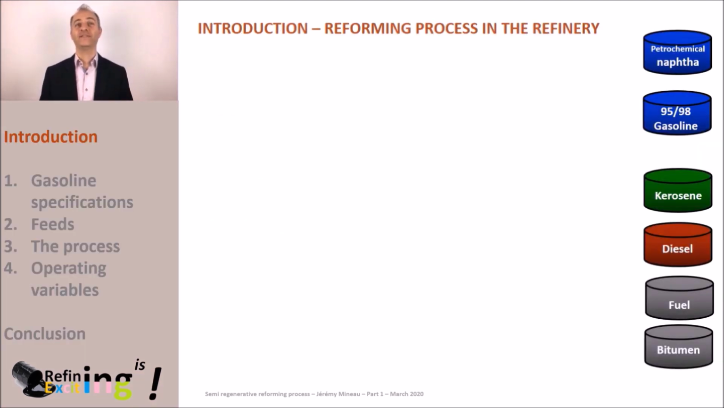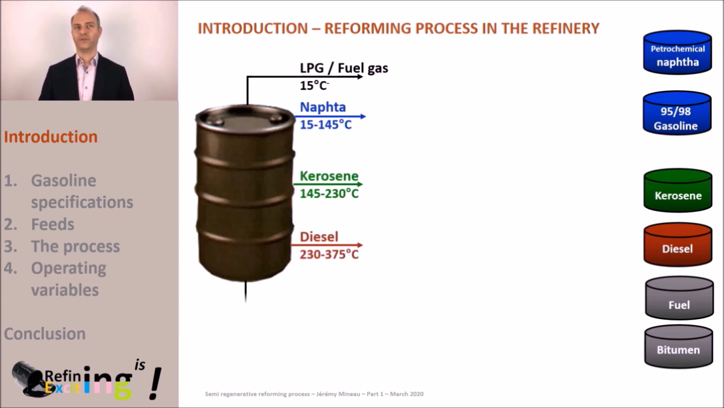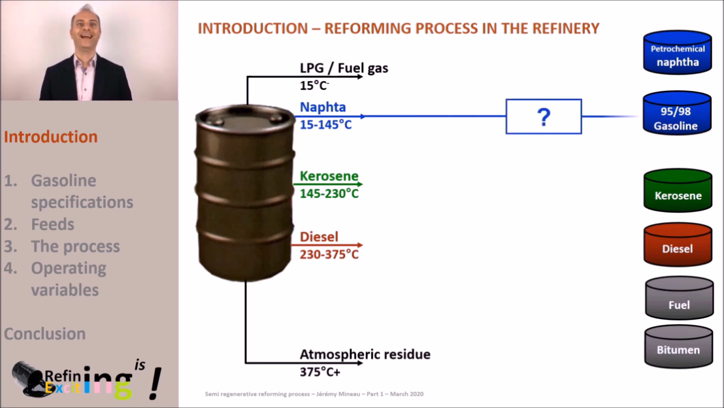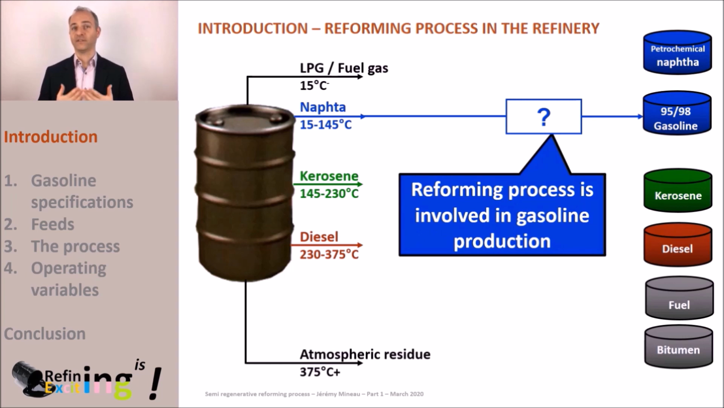I think that everyone is familiar with the general layout of a refinery. Crude oil is effectively separated during an initial distillation into several cuts: LPG, naphtha, kerosene, diesel, and finally atmospheric residue. We'll be seeing how motor gasoline or mogas is produced from the naphtha cut and how the catalytic reforming process is crucial for the production of gasoline. We'll also see that this process involves pressure, temperature, and also a very specific type of catalyst.